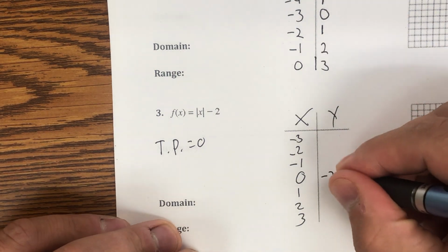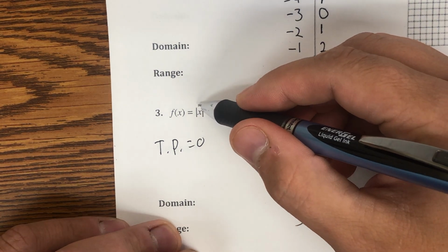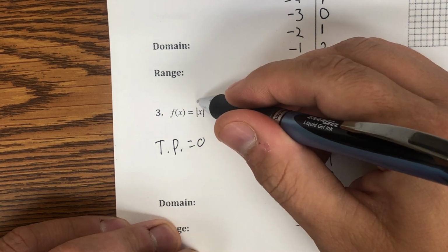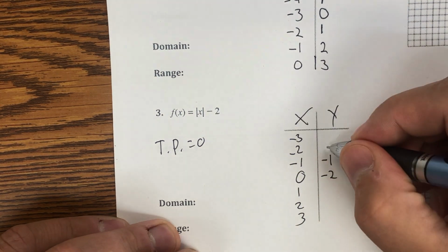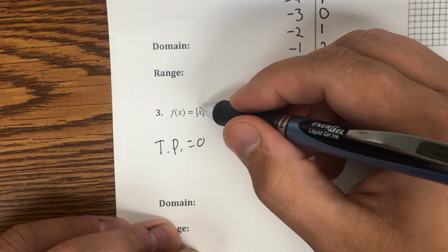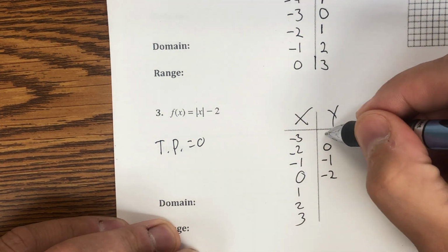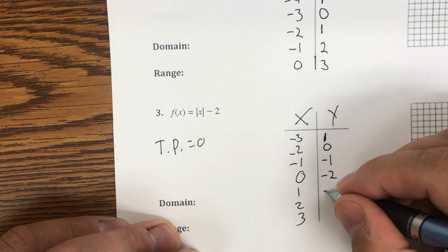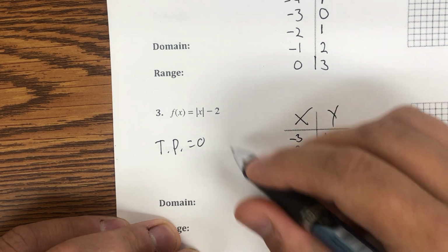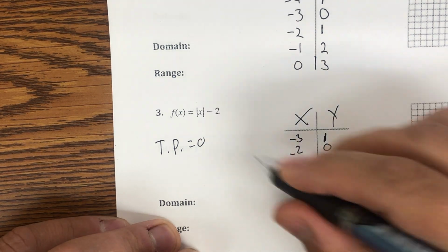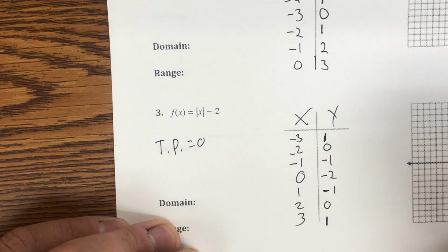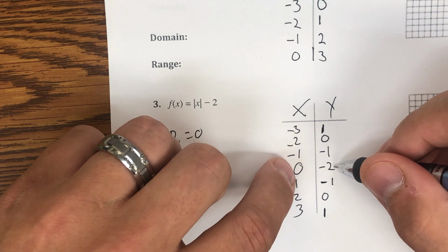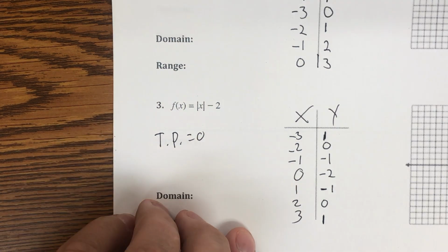0 minus 2 is negative 2. Absolute value of negative 1 is 1. 1 minus 2 is negative 1. Absolute value of negative 2 is 2. 2 minus 2 is 0. And the absolute value of negative 3 is 3. 3 minus 2 gets us 1. Going the other way, 1 minus 2 is negative 1. Absolute value of 2 is 2. 2 minus 2 is 0. And 3 minus 2 gets us 1. Kind of sped up there. Notice they follow the same pattern from the target point.